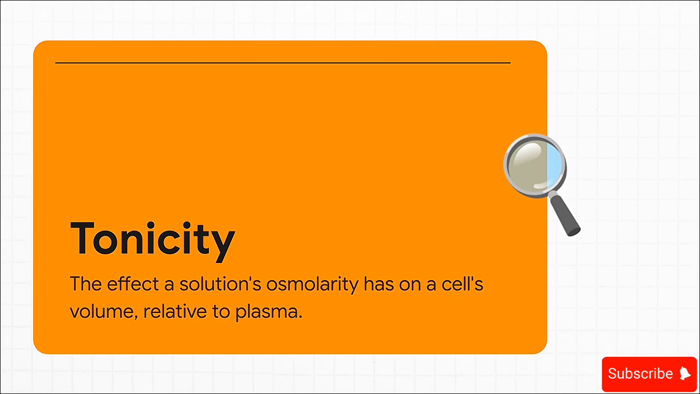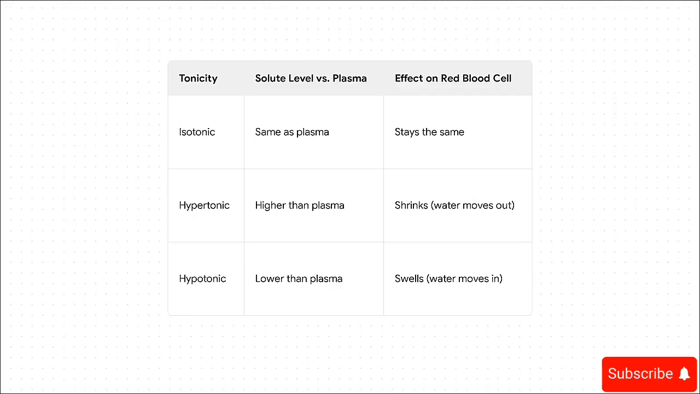Right. So if osmolarity is the cause, how crowded the fluid is, then tonicity is the effect. Tonicity is what actually happens to a living cell when you drop it into that fluid. Does it shrink up? Does it swell like a balloon? Or does it just chill out and stay the same? That's tonicity. It's the consequence.